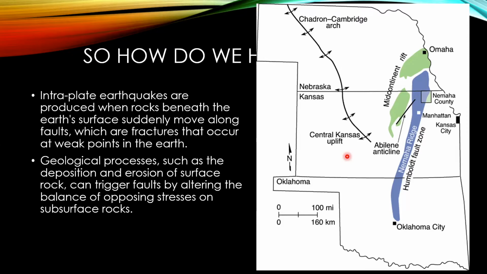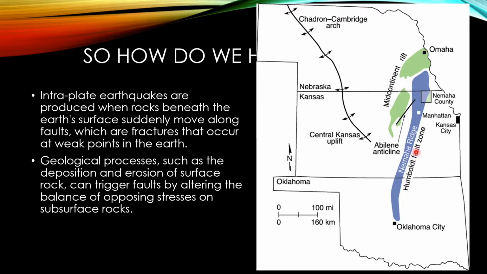So the first one that you'll see here is the Nemaha Ridge, indicated in blue here. It runs north to south across Kansas and extends into Oklahoma and into Nebraska. It's a buried mountain range. It was formed about 300 million years ago and is bounded by faults that are still slightly active today, especially the Humboldt fault zone that forms the eastern boundary of the Nemaha Ridge.